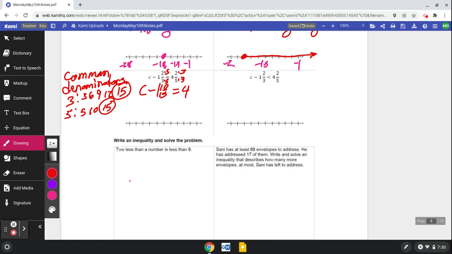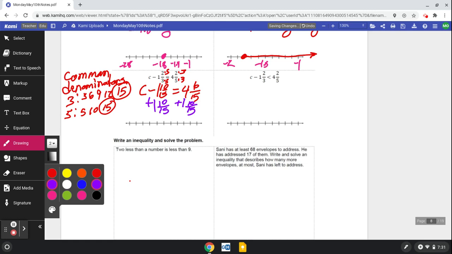equals 4 and 6/15. Now, what's the opposite of subtraction? Addition. So we're going to add to both sides. This is where we probably needed a little bit more room. I'm just writing really big. So you add to both sides. That makes that cancel out. So C equals 10 and 6 makes 16.